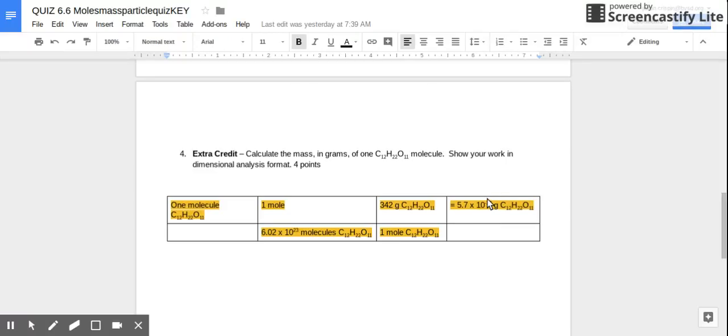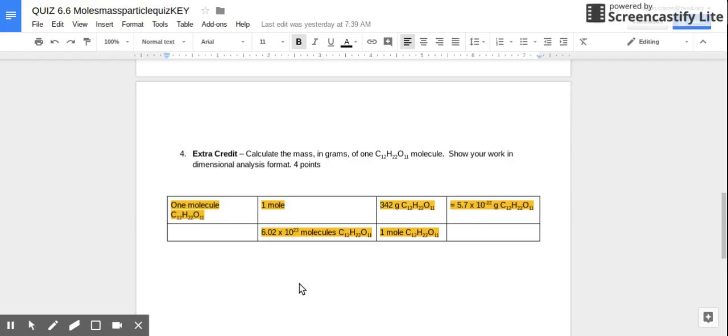Power of 10 needs to be correct. This needs to be correct within, like, a tenth or so. And then you need to have this setup. So again, 3 points for the setup, 1 point for the answer. If you somehow miraculously just came up with this answer by punching some numbers into a calculator, and you were like, oh, voila, well, you get 1. But you're not going to get the whole thing unless you set it up in dimensional analysis format.